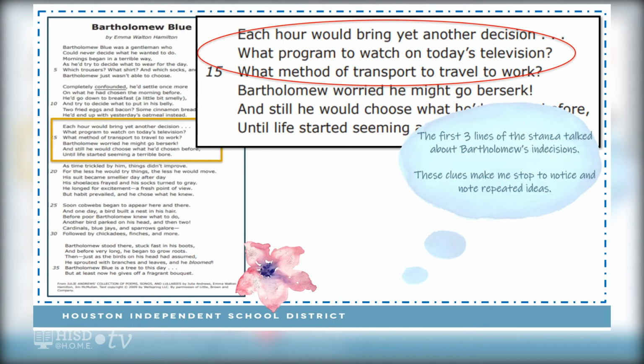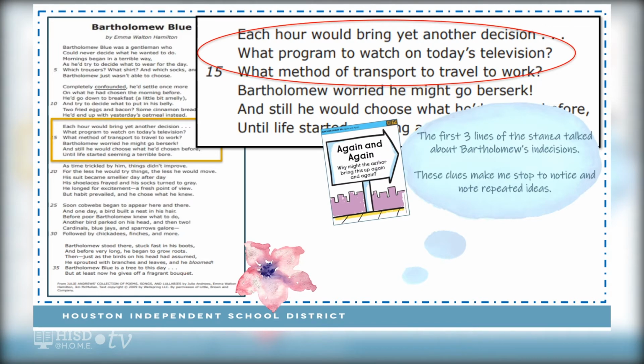The first 3 lines of the stanza talked about Bartholomew's indecisions. These clues make me stop to notice and note repeated ideas. Signpost again and again. I ask myself a question. Why might the author bring this up again and again?